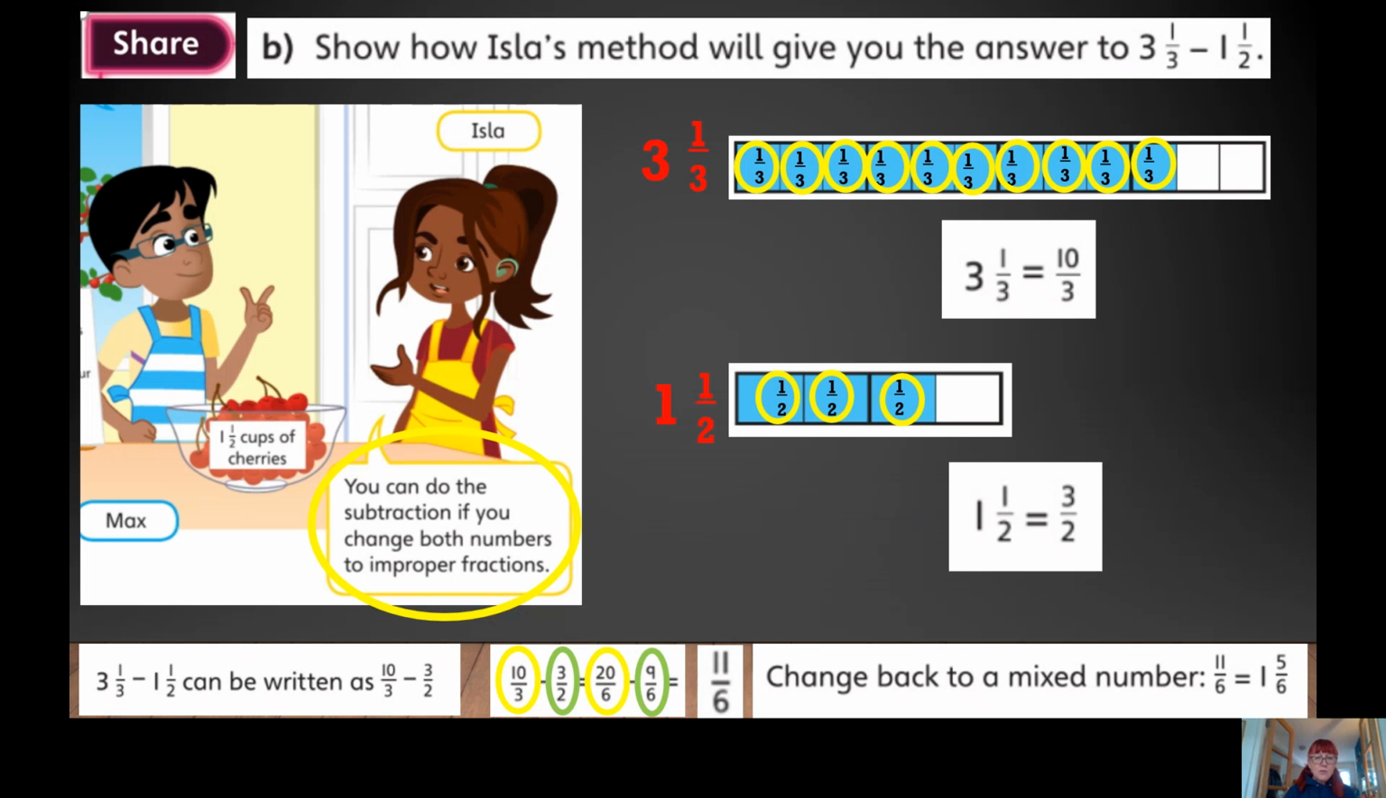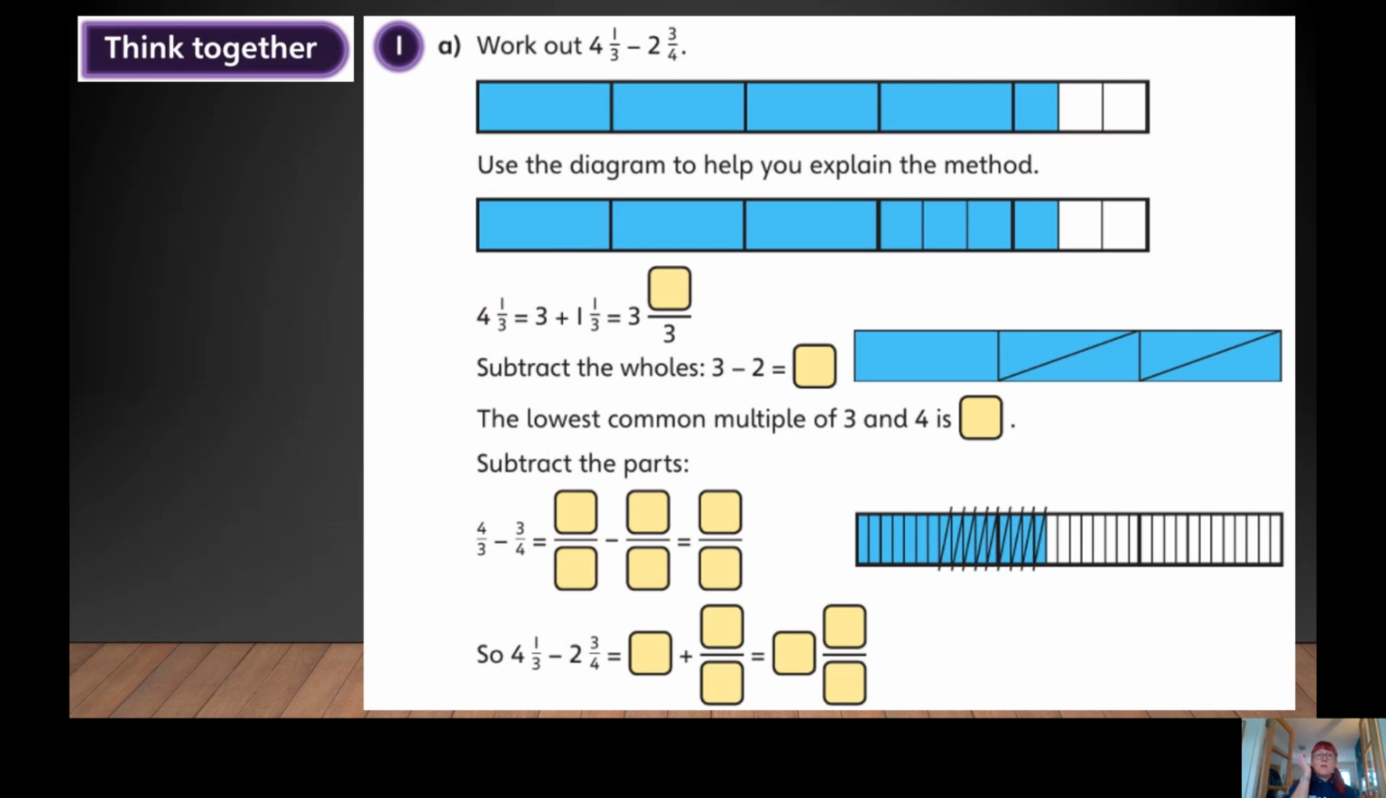So, okay, 2 methods, the exchange method and then the improper fraction method. How about you have a go? Let's have a look. Let's think together. Now, this looks rather complicated, I do agree. But I'm just going to read it out to you, then I'm going to give you a moment when I press pause to have a go at populating the missing parts.